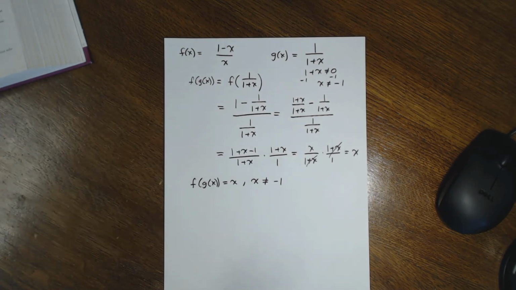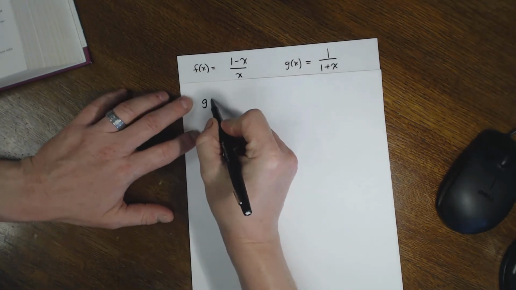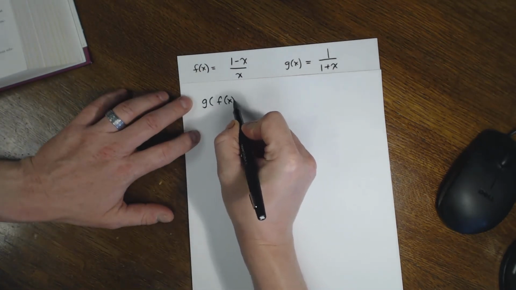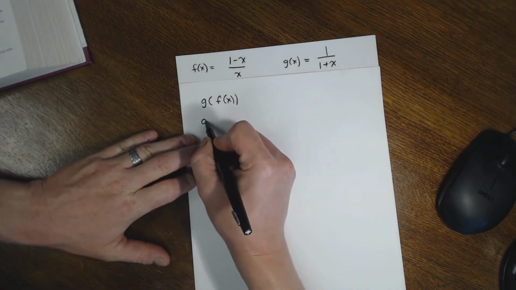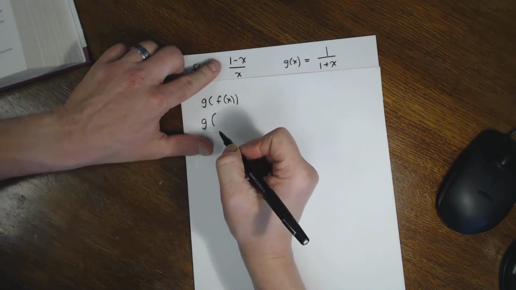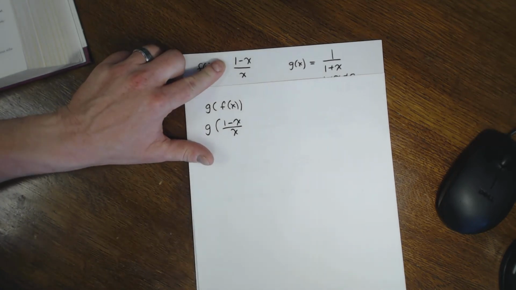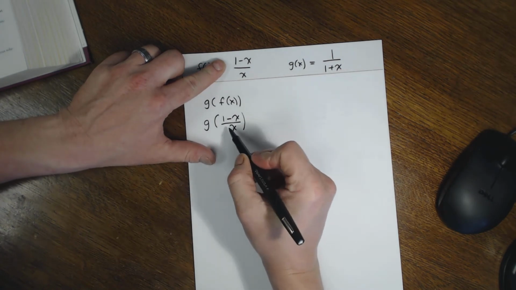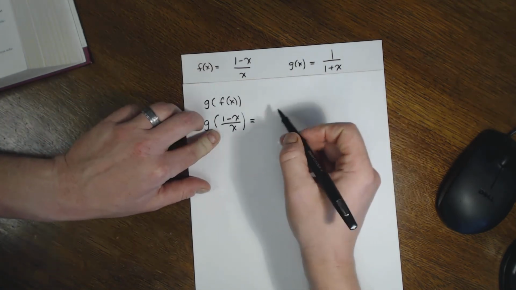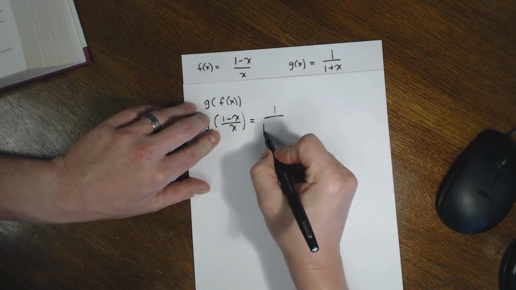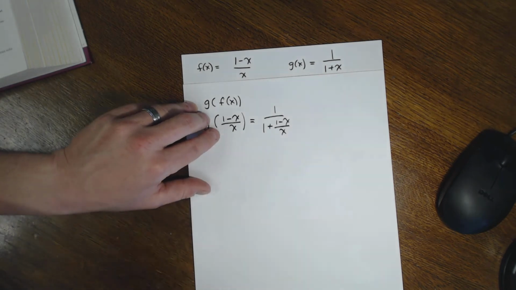Let's look at the composition the other way. I'm going to do g of f of x. So here, g of my f function, which is going to be 1 minus x over x. This becomes my input into my g function here of x. So that's equal to 1 over 1 plus 1 minus x over x.